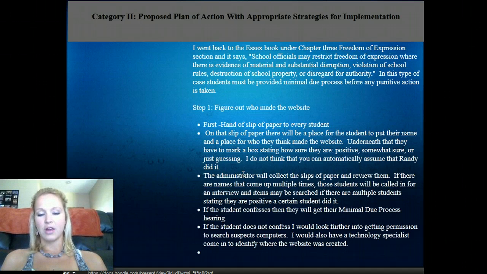I do not think that you can automatically assume that Randy did it. I don't think that would be ethical. The administrator will collect the slips of paper and review them.